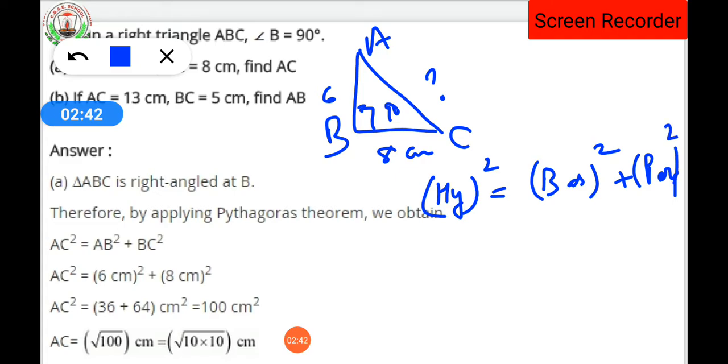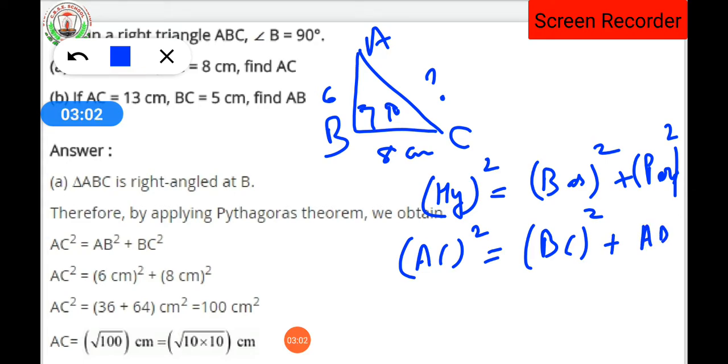This is the formula, where the hypotenuse side is AC, isn't it? So AC the whole square is equal to, what is the base we are having? The name of the base is BC. So BC the whole square plus, what is the perpendicular? The perpendicular name is AB. So AB the whole square. Whose value you have to find out? The value of the hypotenuse, that is AC, you have to find out, isn't it? So here AC will remain as it is, because this value we have to find out.